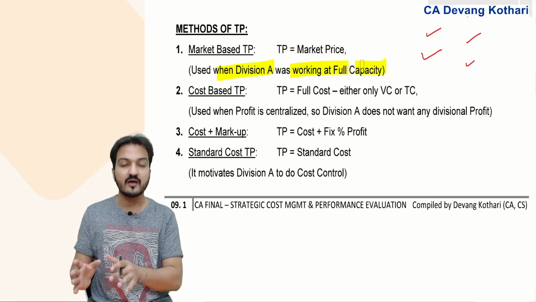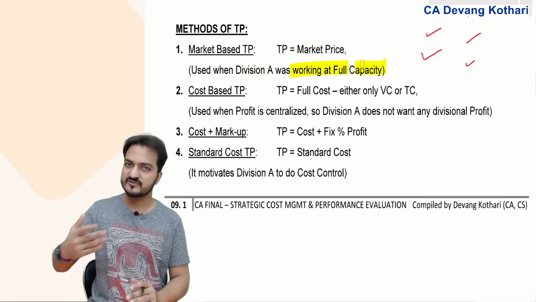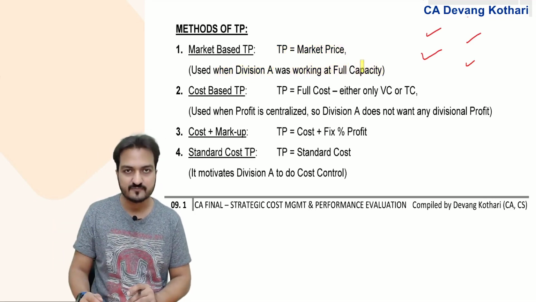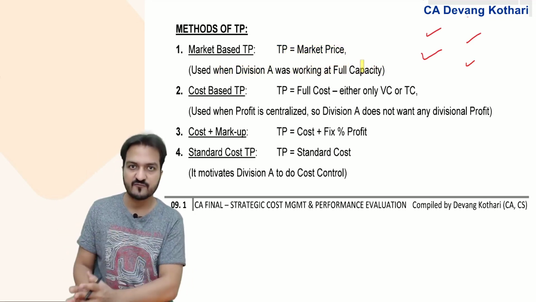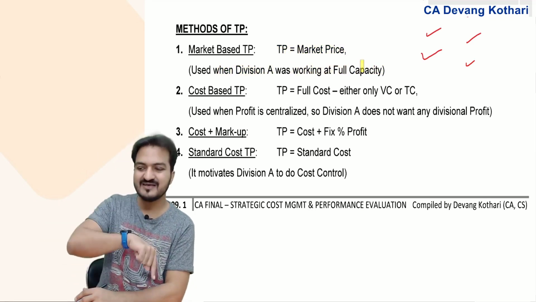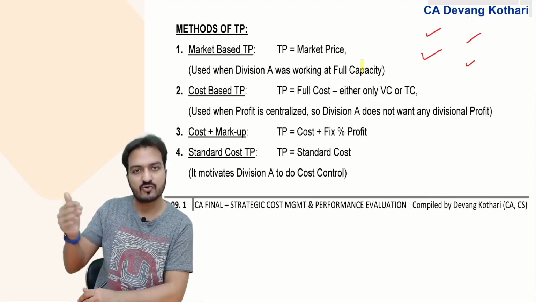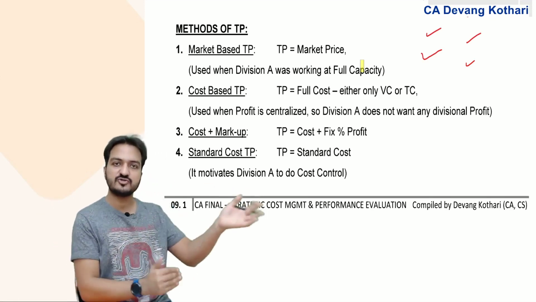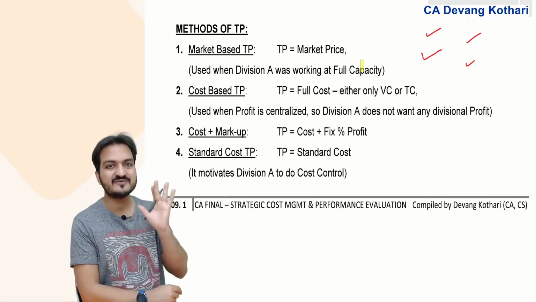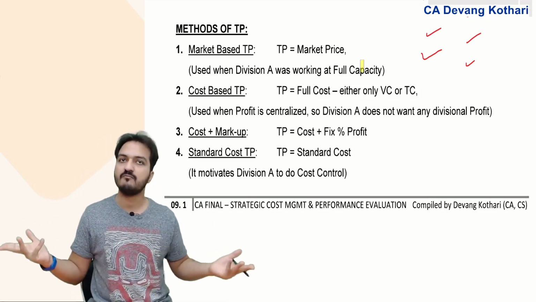If division A is already selling its units outside at the market price, and it is working at full capacity for that, now if division B is asking A to give units, A will have to decrease sales to the outside and give those units to B. So A will want a minimum of the same price as it is getting in the outside market.